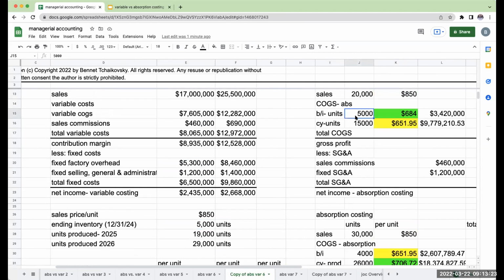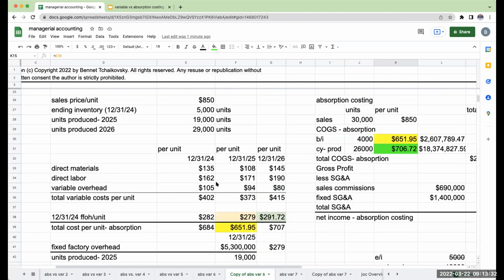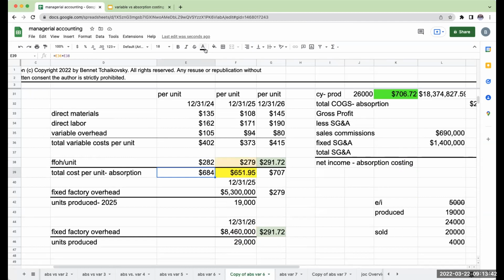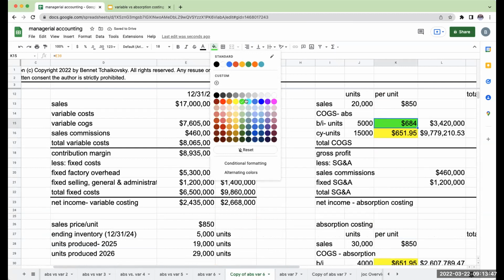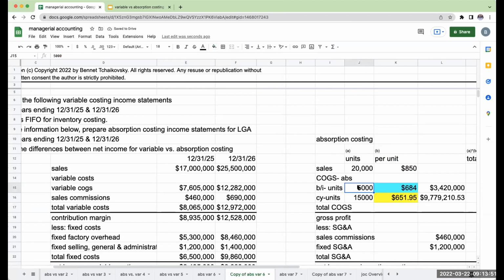So over here, I had 5,000 units in my beginning inventory. Under absorption costing, those had a cost per unit of 684. Where did the 684 come from? This value over here was basically 282. So my 684 was right over here. I need to use a new color, so we'll make that quick change. There we go. Okay, so my beginning inventory cost per unit has to include the fixed factory overhead per unit.